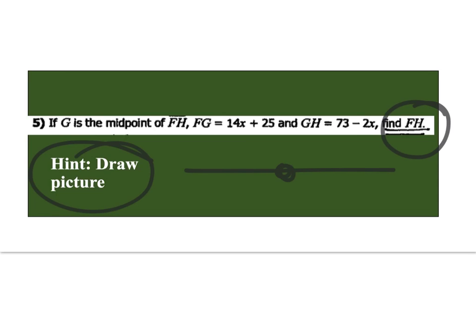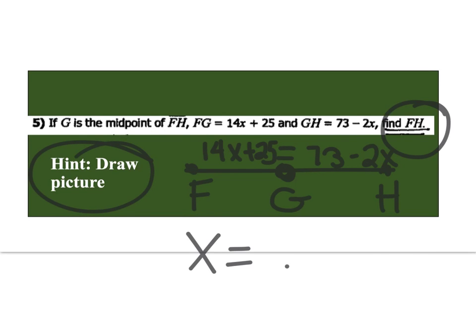G is the midpoint. We said every time you see a midpoint, put an equal sign. It's the midpoint of FH. FG is 14x plus 25. Let's go ahead and write it in. 14x plus 25. And GH is 73 minus 2x. Go ahead and push pause, solve, and let me know what X is. And when you find out what X is, we're going to work together to plug it back in so that we can find FH.